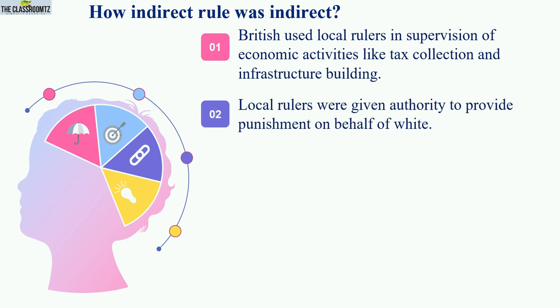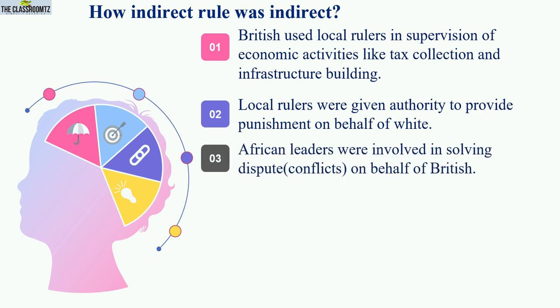Number two, local rulers were given authority to provide punishment on behalf of whites. Also, another feature of indirect rule is when Africans punish Africans, and that punishment was authority from above. So when African chiefs punished Africans, the punishment came directly from whites, but the ones implementing were Africans, so it shows indirect rule. African leaders were involved in solving disputes. Also, African leaders were given authority to solve conflicts.